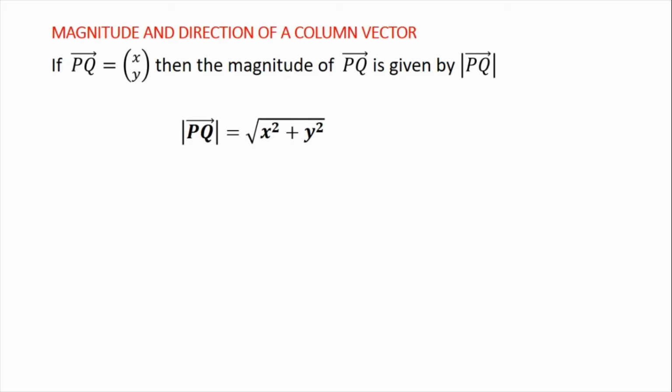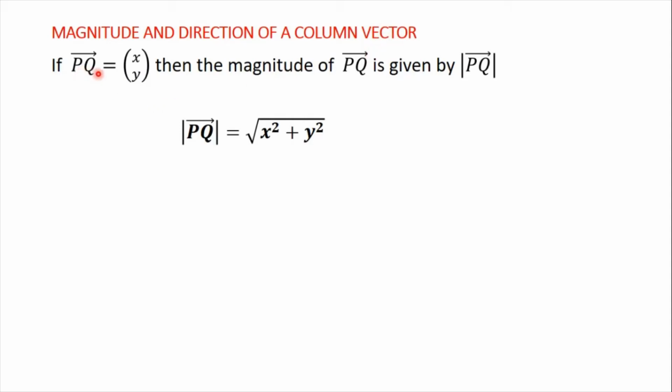Finding the magnitude and direction of a column vector. In the introductory video to vectors, we said that a vector has both magnitude and direction. In this video, we are going to learn how to find the magnitude of a vector. In the subsequent videos, we will learn how to find the direction of a vector. And we are talking about a column vector here.